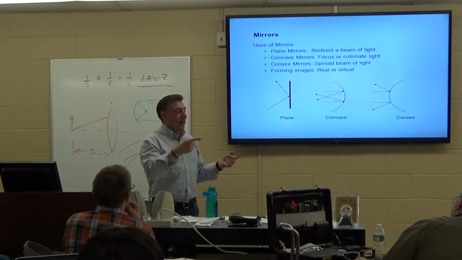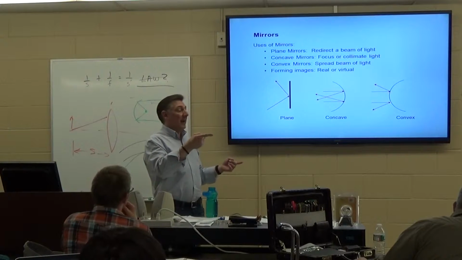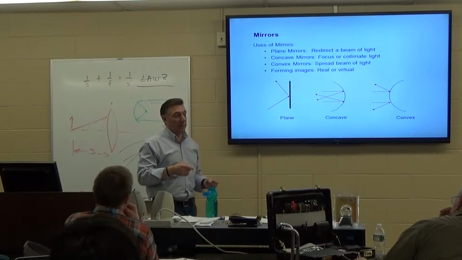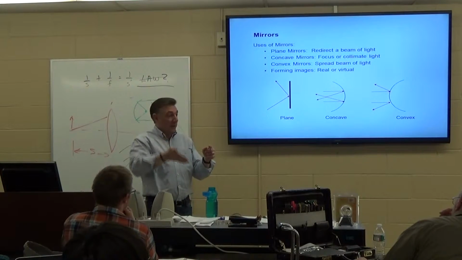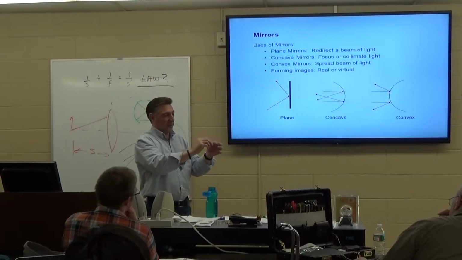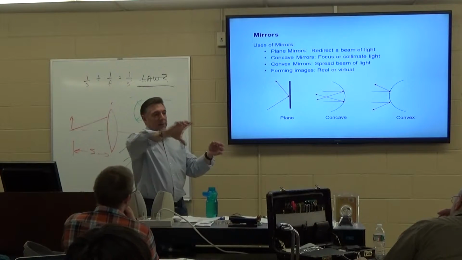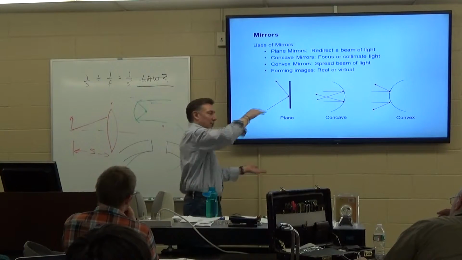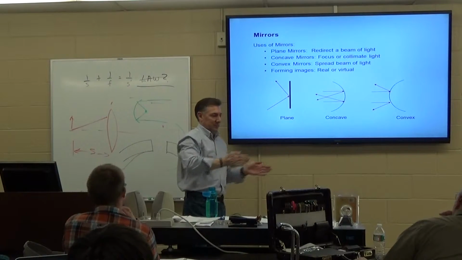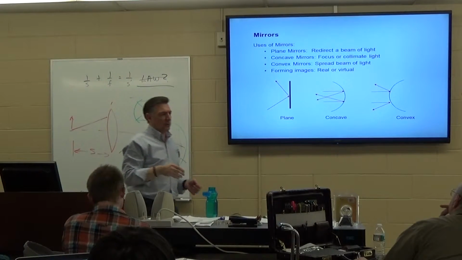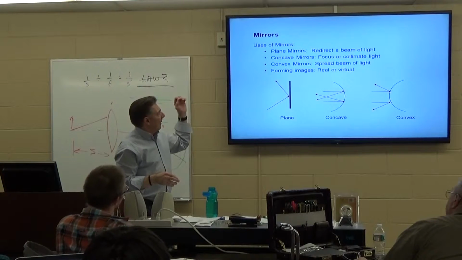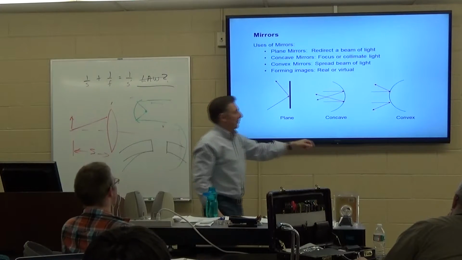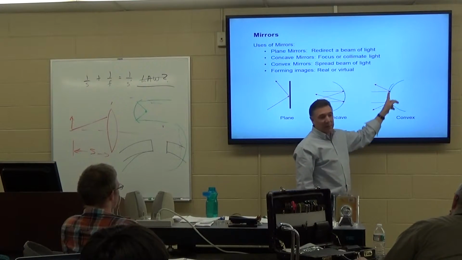Headlights? Headlights, I believe, are parabolic. They're curved, they're concave, but they're parabolic, so the light gets generated in one spot, hits the mirror, and then gets collimated or divergent, depending on what the angle is. But usually those are parabolic. Convex mirrors, and this is a convex mirror. Where do you see these?